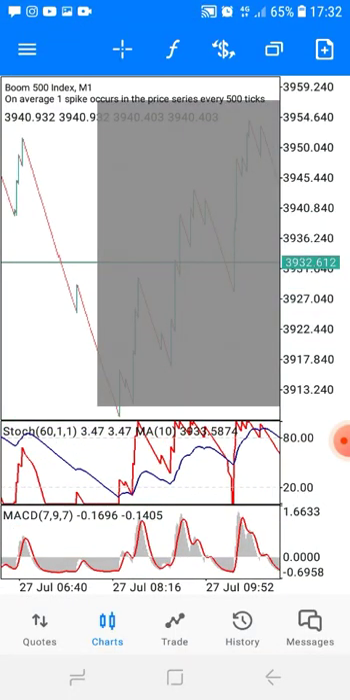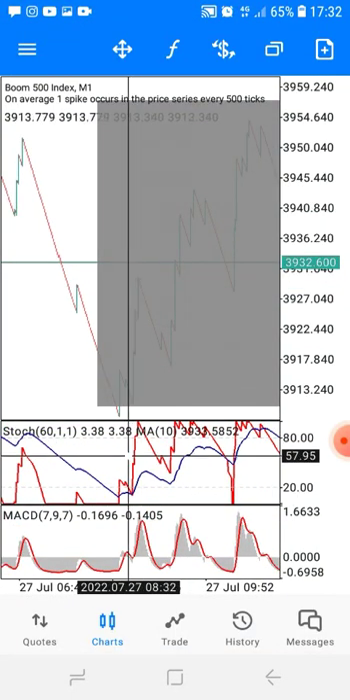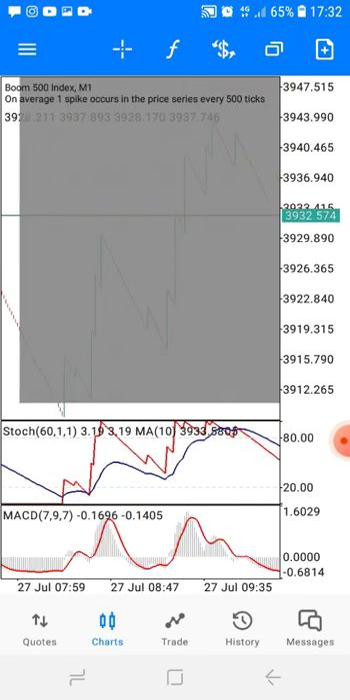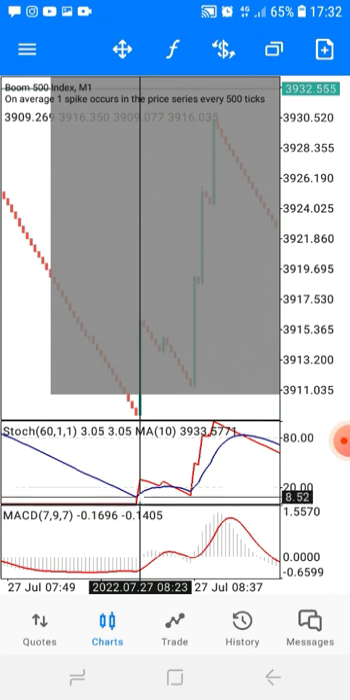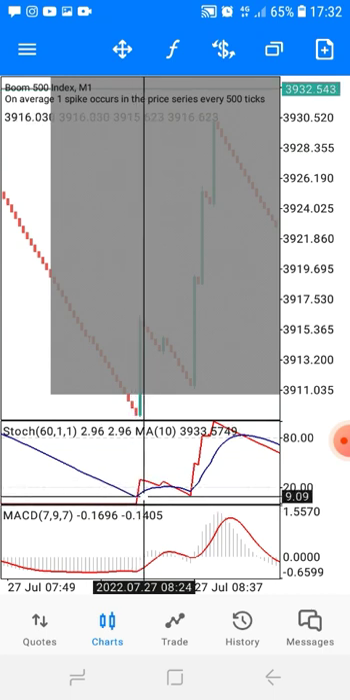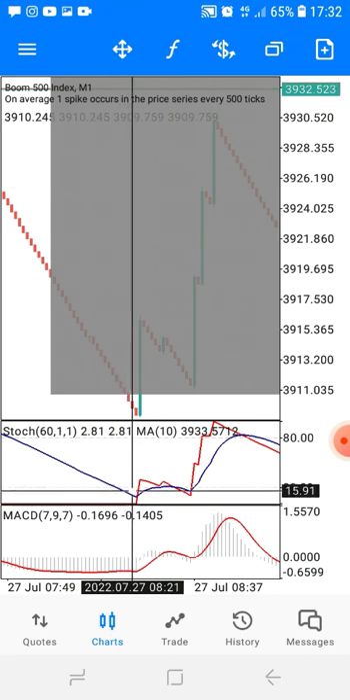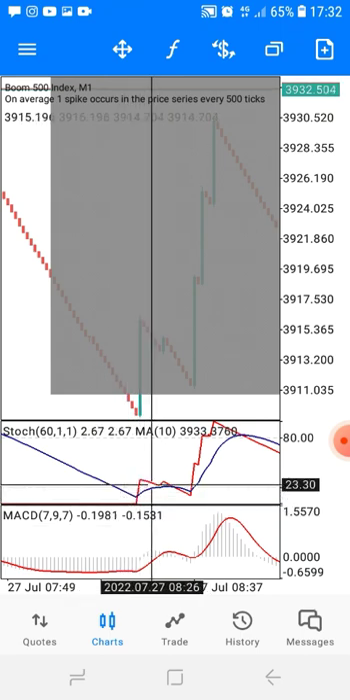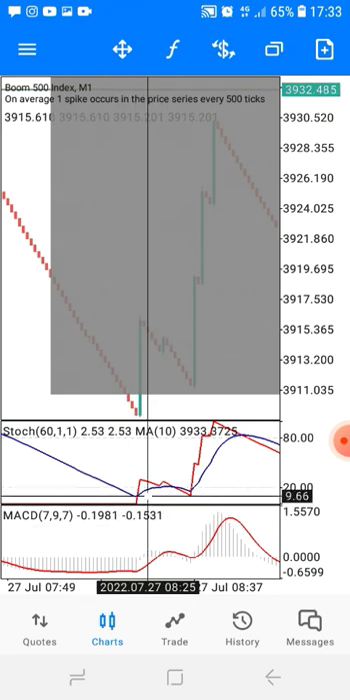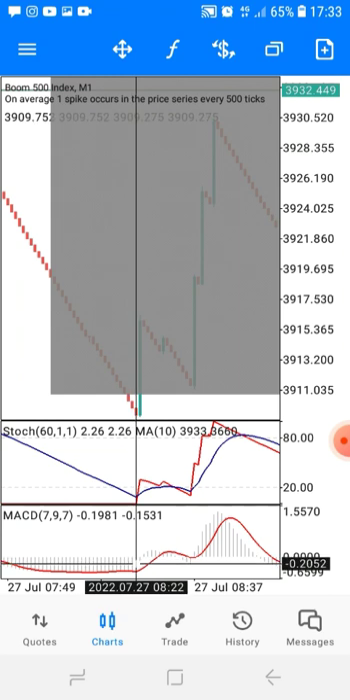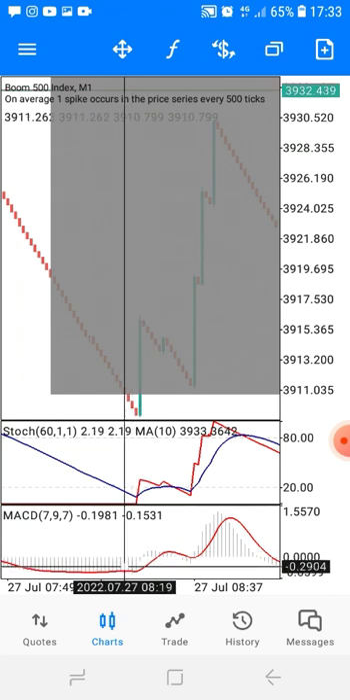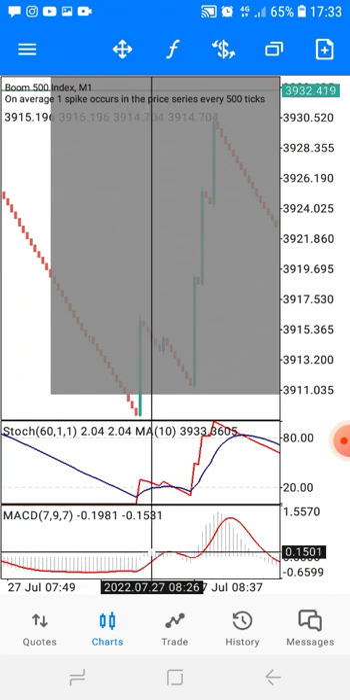M1, let's go to M1. Make sure that, I'm just zooming so that you guys can see. Make sure that you get a cross. That's the second rule. And then make sure that the cross is right below here, at the bottom. Make sure that you get a cross between level 10 and level 20. And as you get the cross, make sure that the MACD is above.